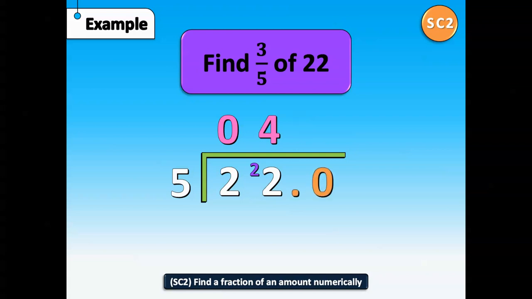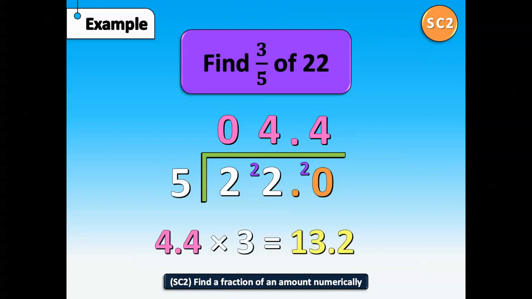So we need to put a decimal point down and a 0, and a decimal point on top. And we've got a remainder of 2, so we put that remainder in front of the 0. So now how many 5s go into 20? Well, 5 goes into 20 4 times. So my answer is 4.4. But now I need to times that 4.4 by the number on the top of the fraction. So 4.4 times 3 is 13.2. So my answer is 13.2.